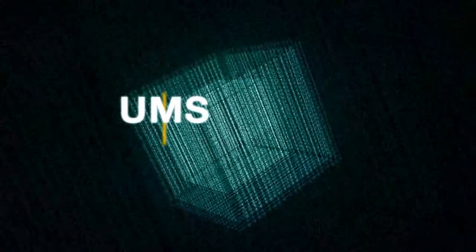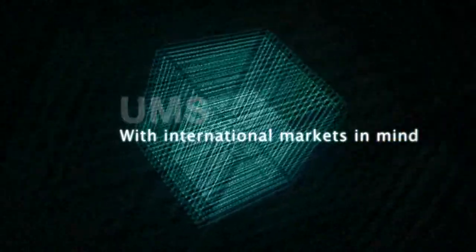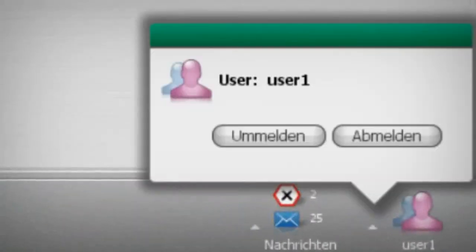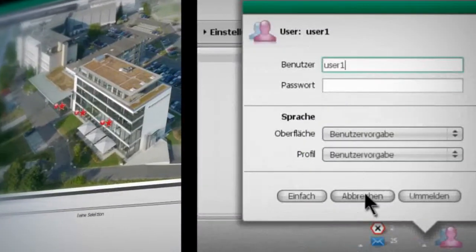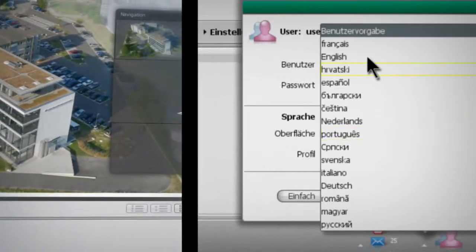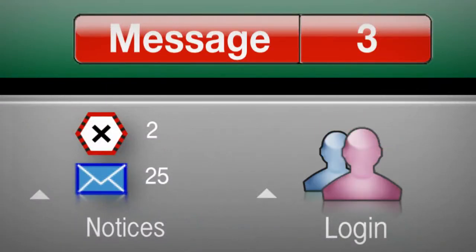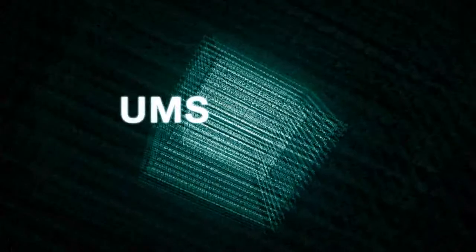UMS is designed to appeal to the international market, so switching languages online is a standard feature, which means several languages can be used at the same time within the same project. It is not just the interface texts, but also the project-specific texts that are featured in several languages simultaneously.